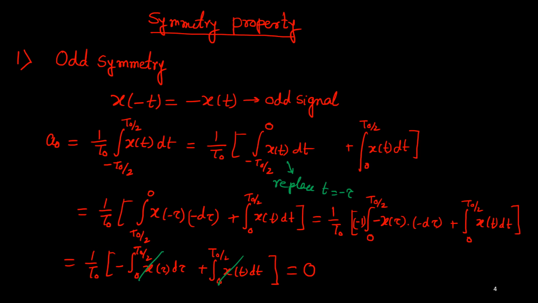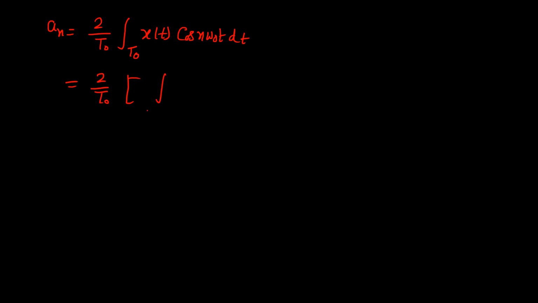And next we'll try to find a_n and b_n. So let us see what is our a_n. We know that it is 2 upon t naught, similar logic, for one time period, and then you multiply x of t with cos n omega naught t, and then you have to integrate. Again we will have two parts, 2 upon t naught. One I will consider from minus t naught upon 2 to 0 in the same way, and the other is 0 to t naught upon 2.